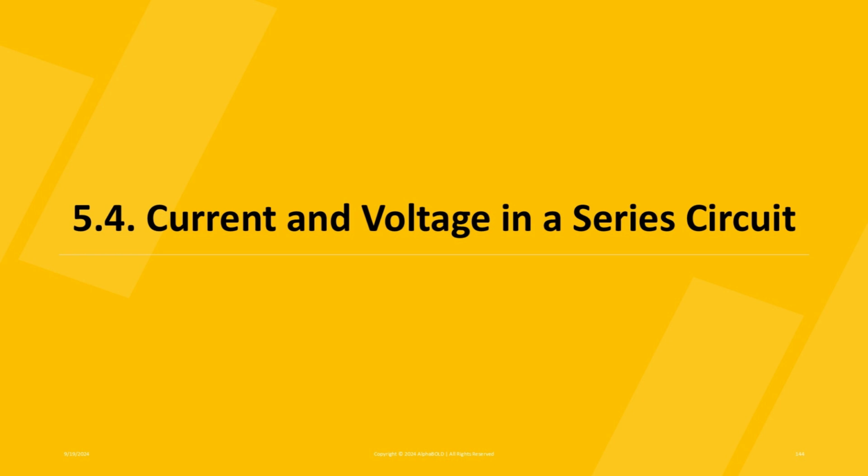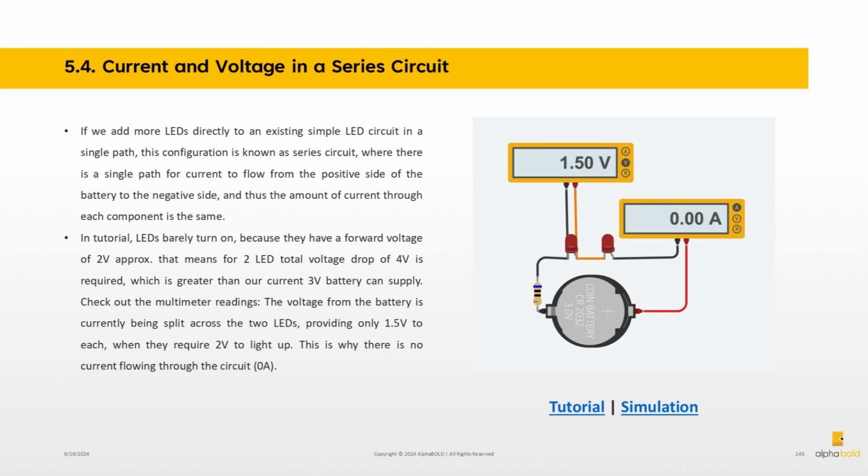Current and voltage in a series circuit. If we add more LEDs directly to an existing simple LED circuit in a single path, this configuration is known as a series circuit, where there is a single path for current to flow from the positive side of the battery to the negative side, and thus the amount of current through each component is the same.